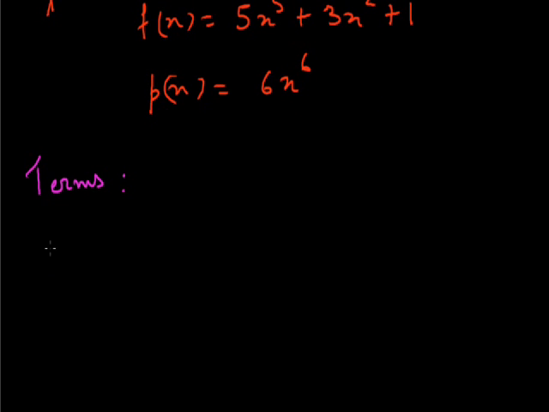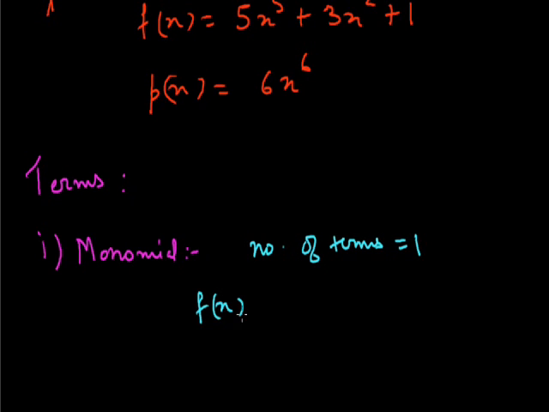Next, classification based on the number of terms. In this classification, the first type of polynomial is the monomial. In a monomial, the number of terms in the polynomial is 1. For example, if we are given a polynomial f(x) = 3x, then it is a monomial since the number of terms in this polynomial is 1, and that is only 3x.